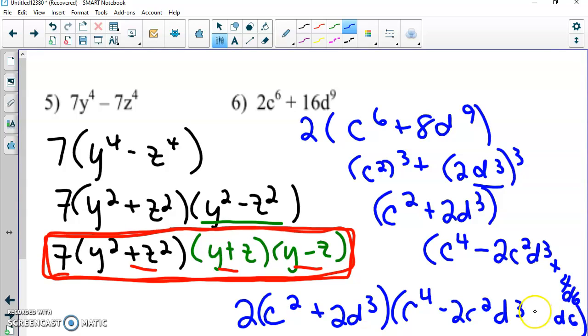Notice that in both formulas that you wrote, sum of cubes, this middle number is a negative, and difference of cubes, that middle number is a positive.